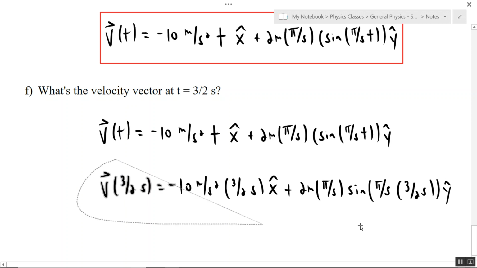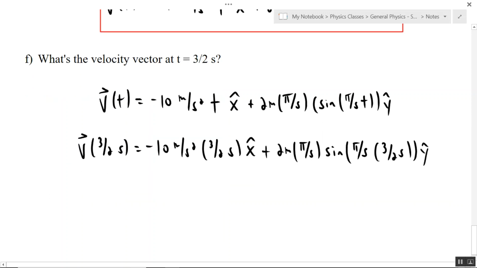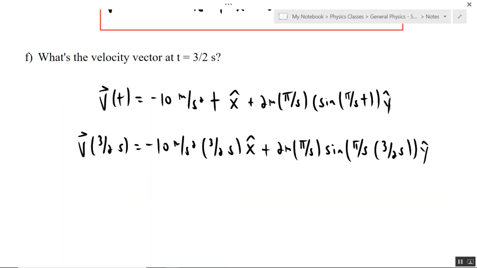All right, that's the y part. So let's simplify this. This becomes minus 10 times 3, which is negative 30 divided by 2, right? So what does that become? Negative 15. So what happens to the units? There's a second here and a second here, so one of the seconds on the bottom cancels out. So what are the units? Meters per second. Right. So it's negative 15 meters per second.